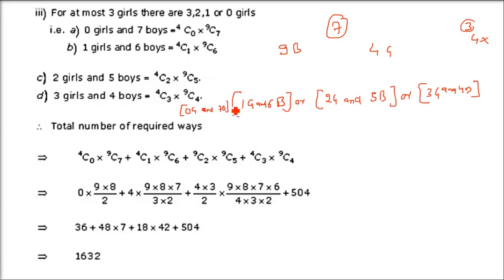Or we can have a 0 girl option also. It is not said you cannot take any girl. So 0 girl also, if you take 0 girl, that is 7 boys. So you just multiply them. The answer is in front of you.